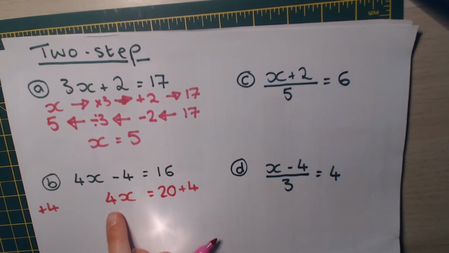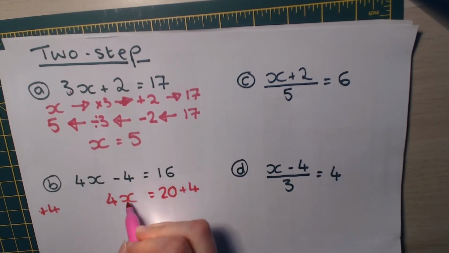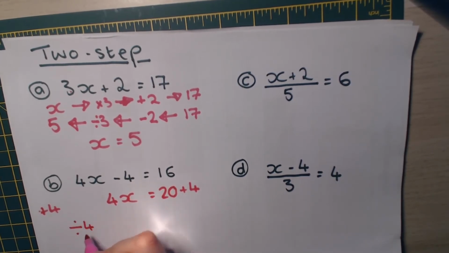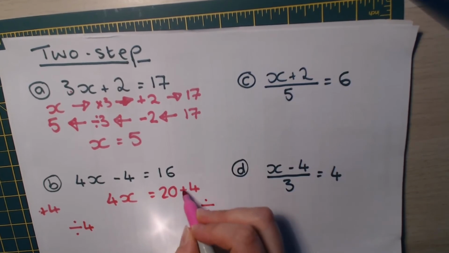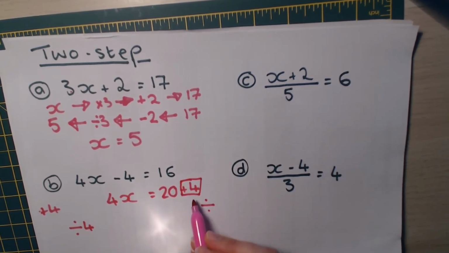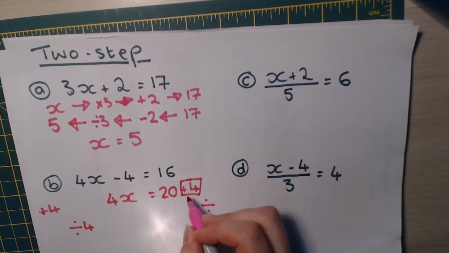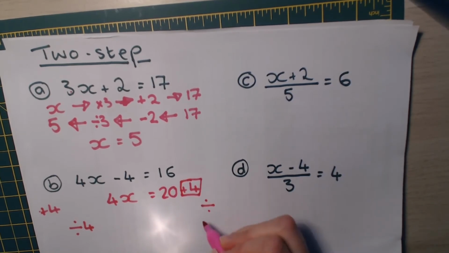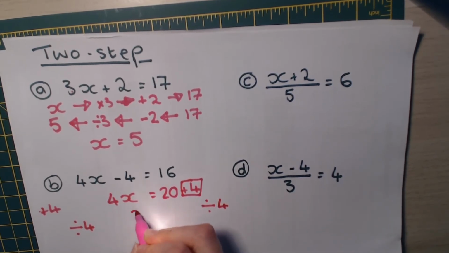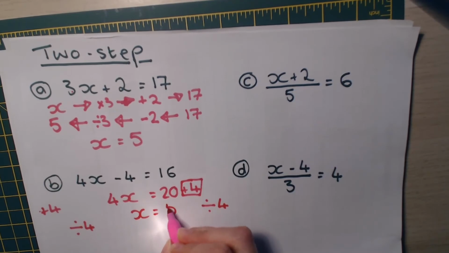And now we're back at a one-step equation, okay? We've already done one step and we've got one left like what we just did. So x multiplied by 4, the inverse is to divide by 4 on both sides. Oh, that's a bit close, isn't it? It looks like that's part of the equation there. Divide by 4, so we get x equals 5, okay?